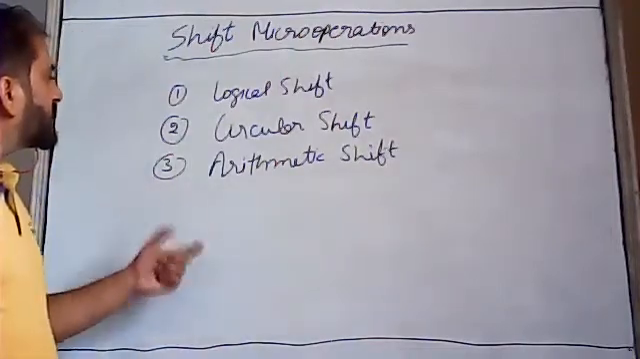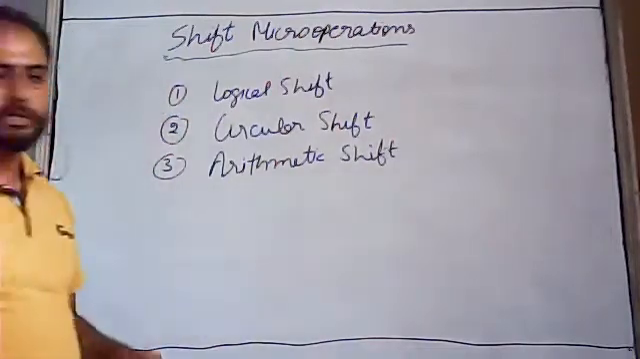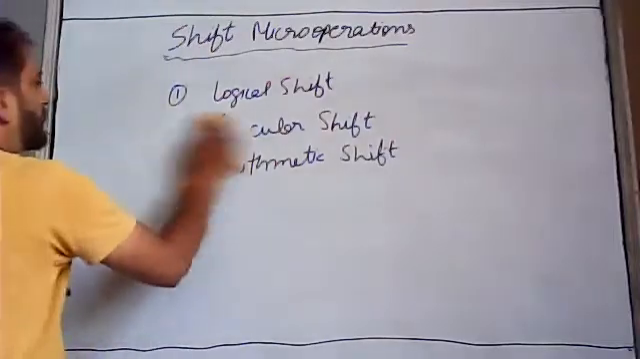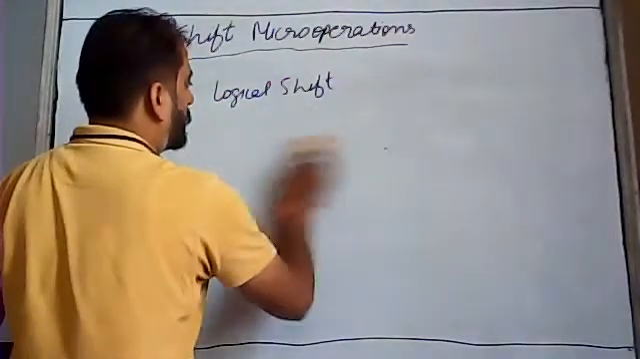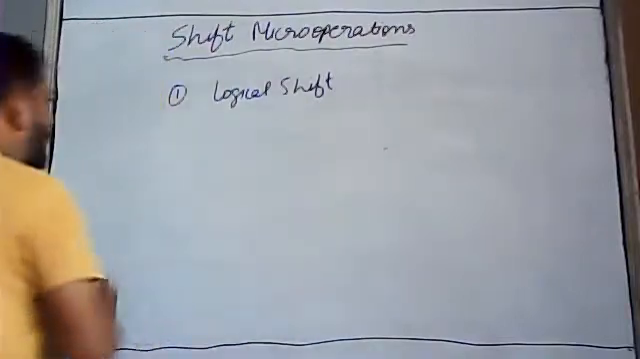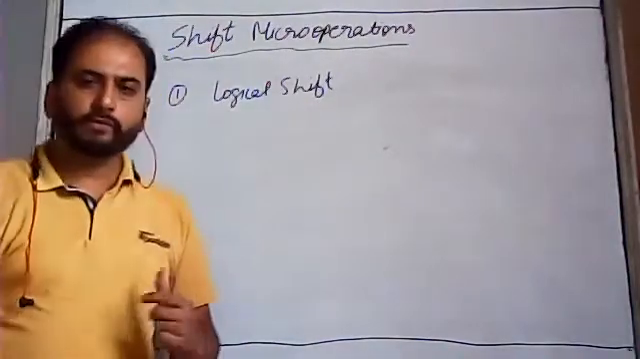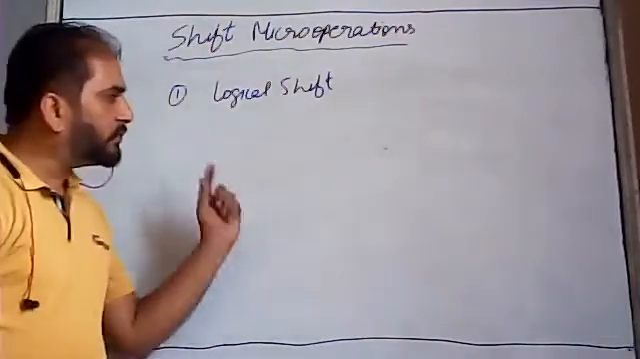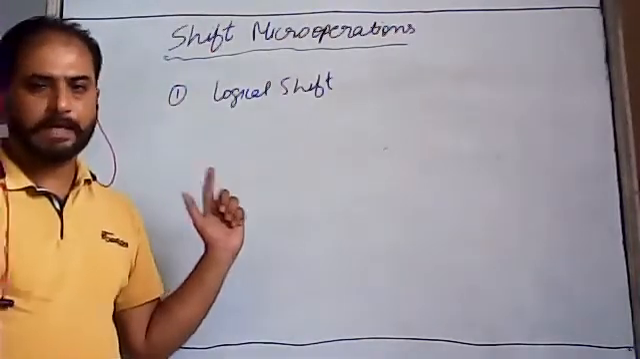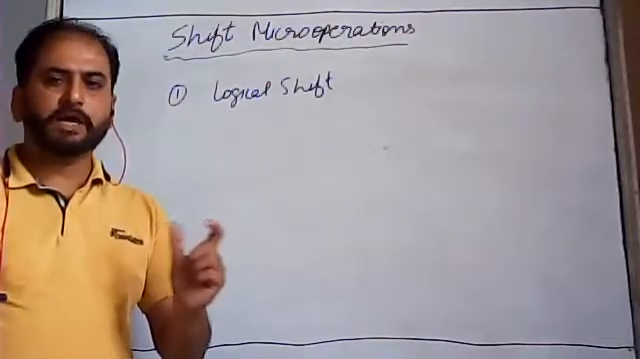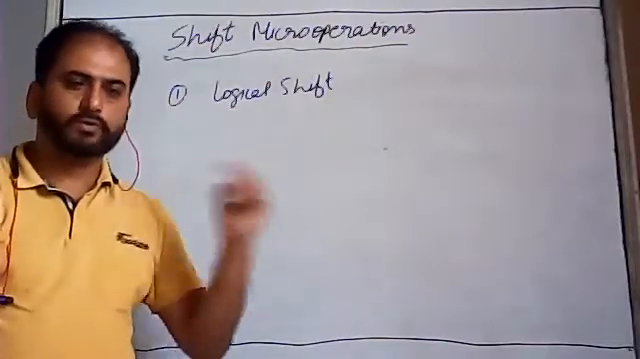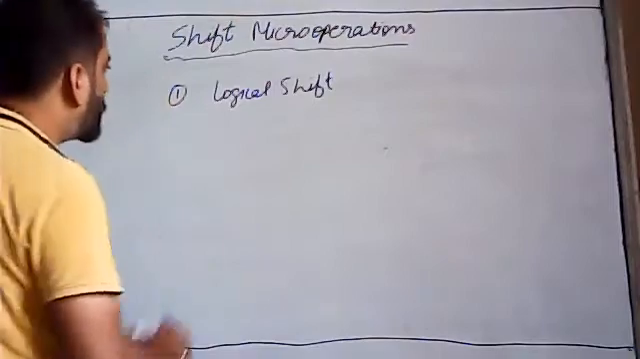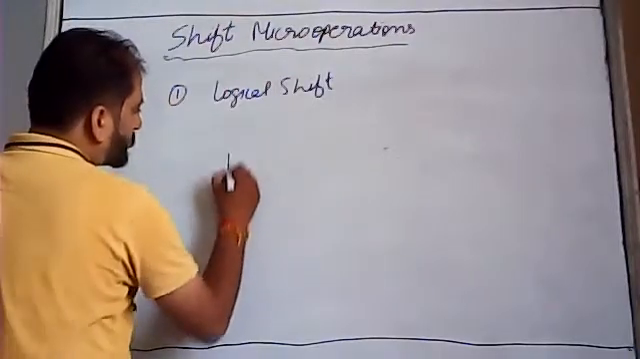So let's firstly discuss what is logical shift. In logical shift, we have to transfer the bits either to the left or to the right. In logical shift, the bits are not circulated from one end to the other end. So let's discuss it with an example.